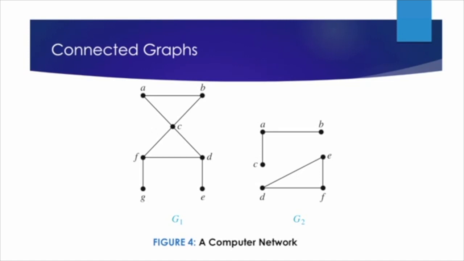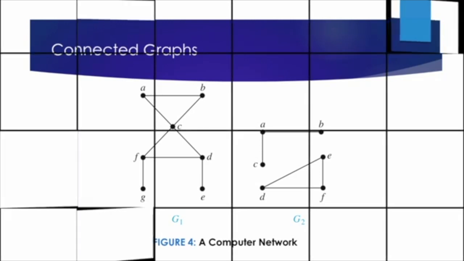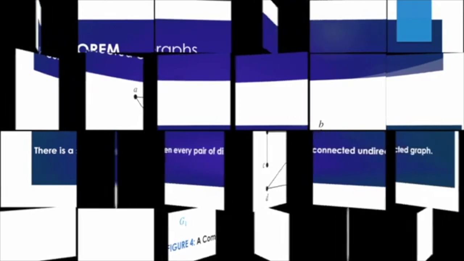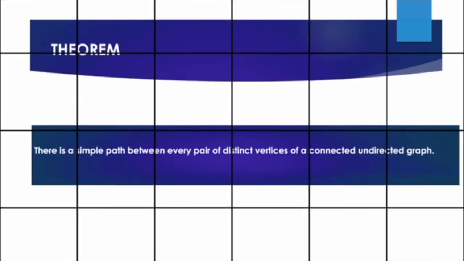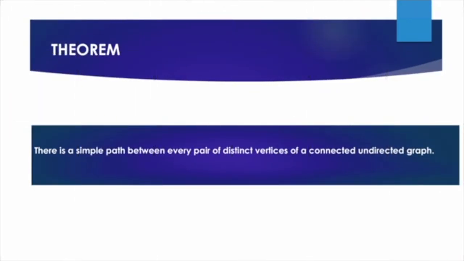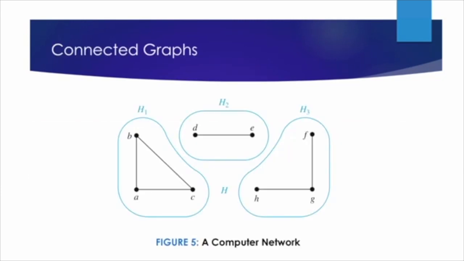However, the graph G2 in figure 4 is not connected. For instance, there is no path in G2 between vertices A and B. So this leads us to conclude the following theorem. There is a simple path between every pair of distinct vertices of a connected undirected graph. So let us take one more definition to understand the meaning of connected graphs.